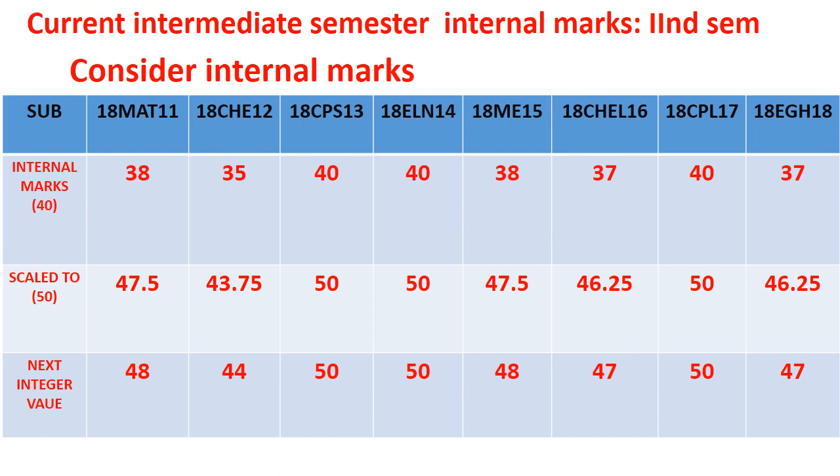Internal marks 30, 35, 40, 40, we scale to 50 as it is, and then take the next integer value as it is. So this is the integer value of the internal marks of the current intermediate semester, or even semester, scaled to 50.